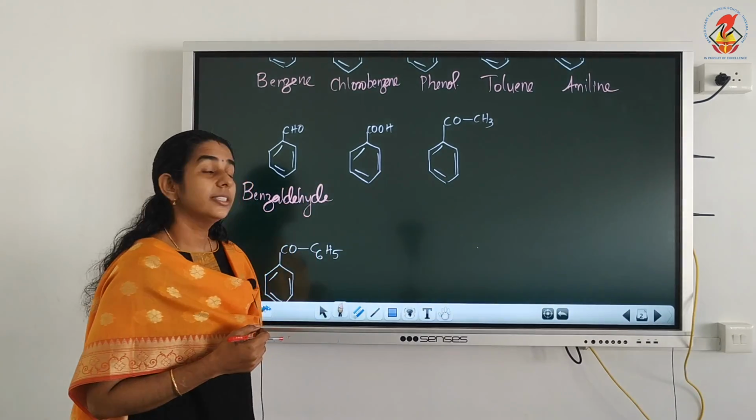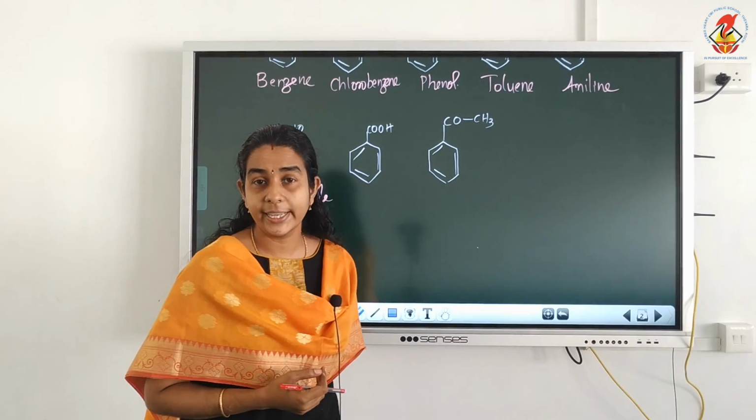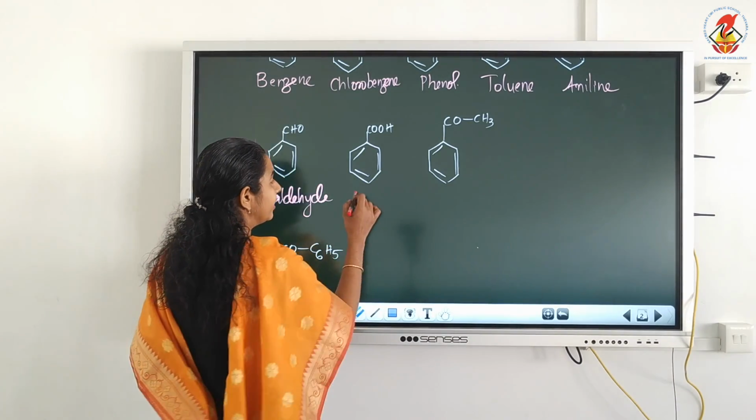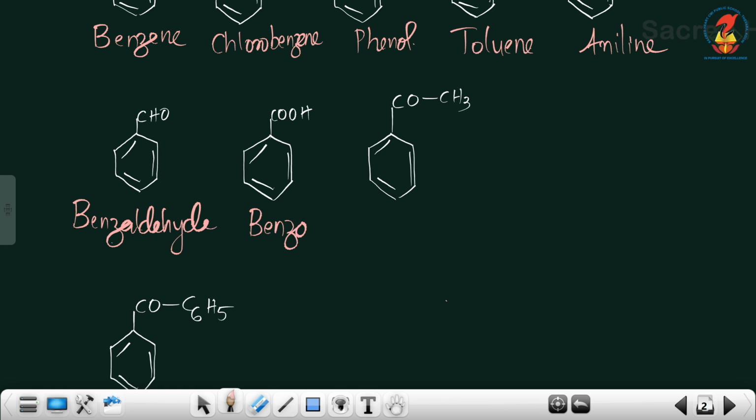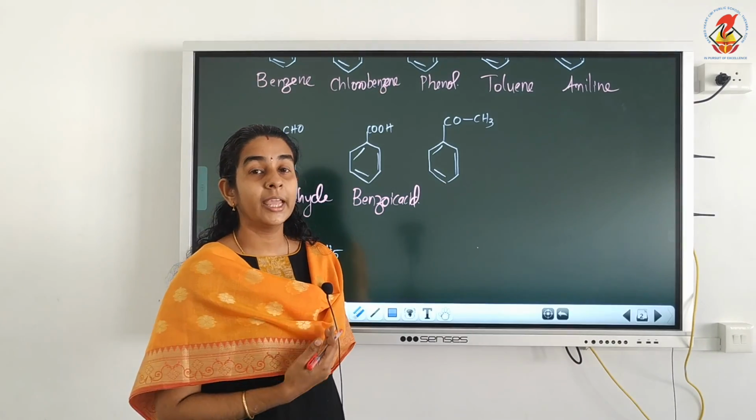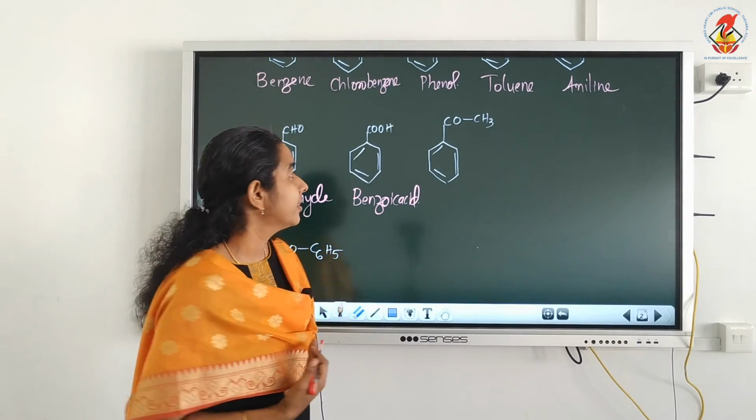Now the next is COOH group, that is carboxylic acid group attached to benzene ring. The compound name is benzoic acid. It is not benzenoic acid. What is the name? It is benzoic acid.